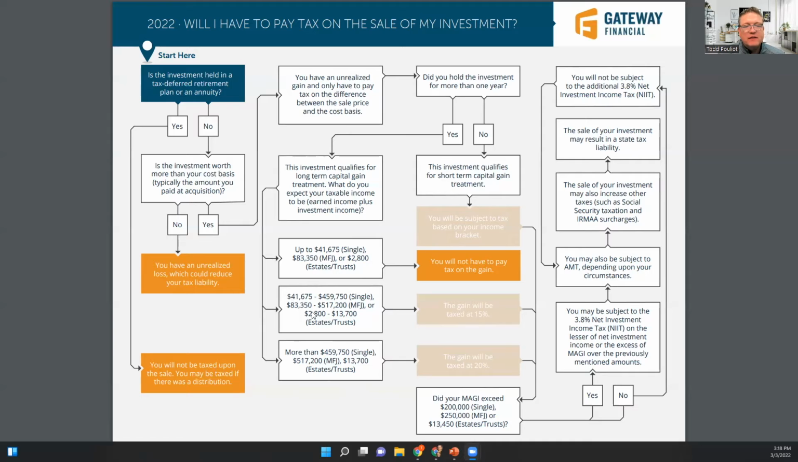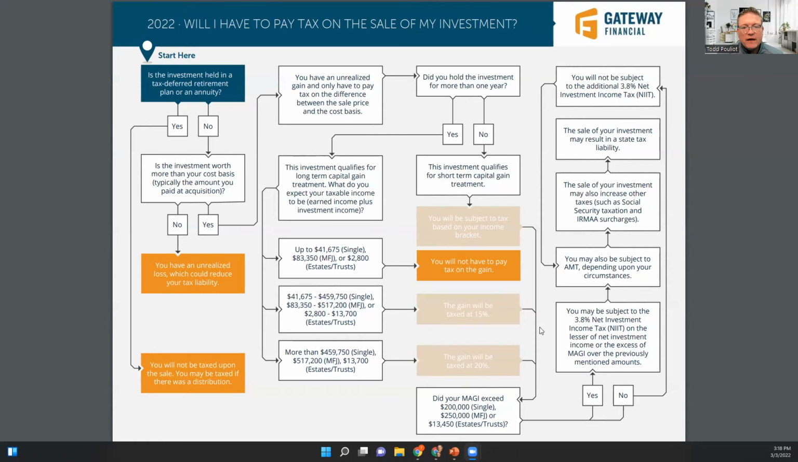Again, married filing jointly up to $517,000, and the top tier bracket at $517,000 begins there, and that tax at 20% versus zero at $83,000 for tax on the gain. And then this big gap between 83 and 517, that tax is only at 15% versus your income tax rate. So we want to make sure that we understand capital gains tax long-term is significantly different than your income tax rate. Very, very important to understand those differences there.